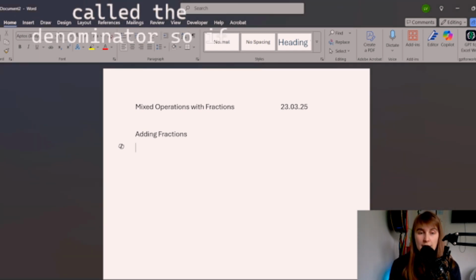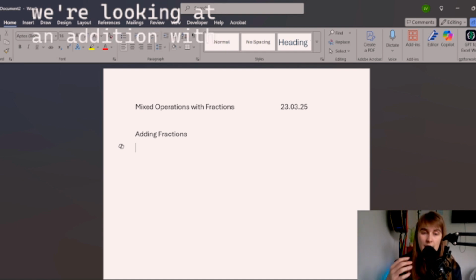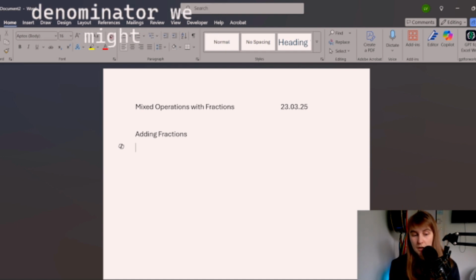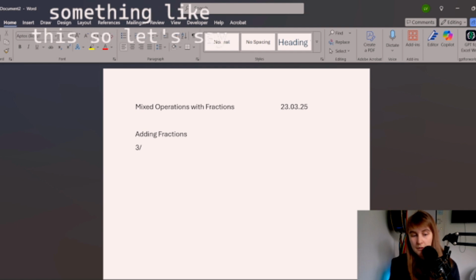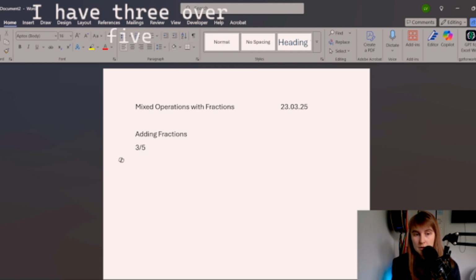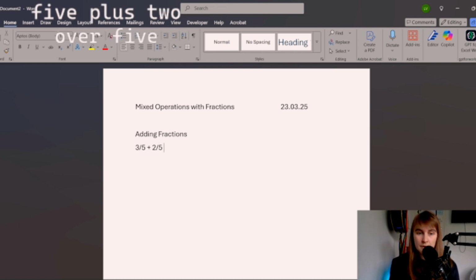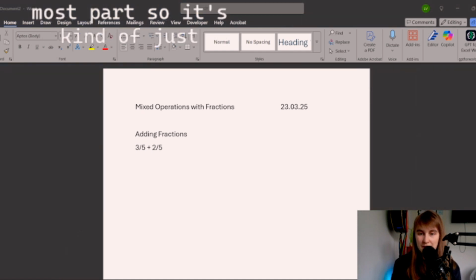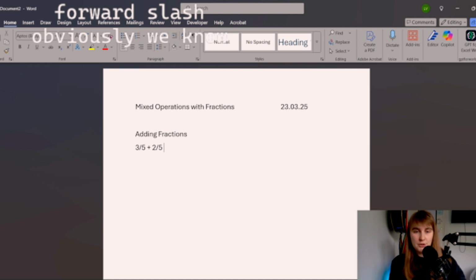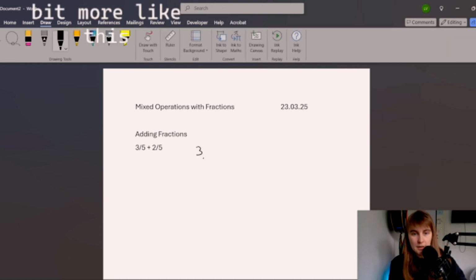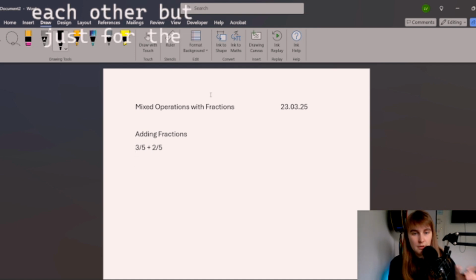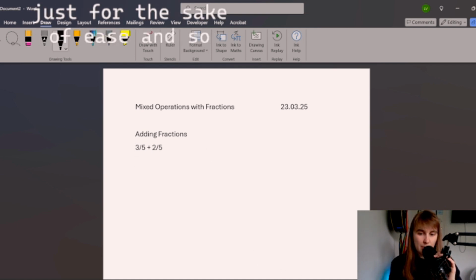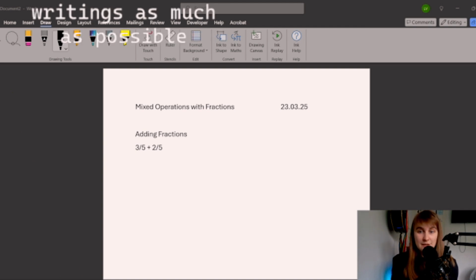So if we're looking at an addition with fractions that have the same denominator, we might have something like this. So let's say I have 3/5 plus 2/5. That's how I'm going to be writing my fractions for the most part. So it's kind of just a forward slash. Obviously, we know, don't we, that fractions normally look a bit more like this on top of each other. But just for the sake of ease and so that you can read my writing as much as possible, we're going to stick to these forward slashes for now.